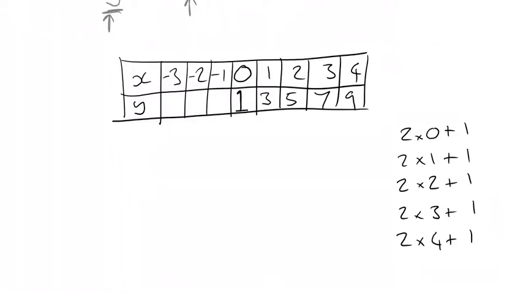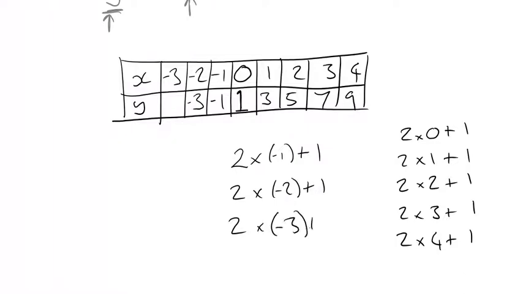Now you can, of course, follow the certain patterns you might see in the table, but let's do this the more difficult way by using the negative numbers. So to get what y is when x is minus 1, I'm going to do 2 times minus 1 plus 1. Well, 2 times minus 1 is minus 2, plus 1 is minus 1. 2 times minus 2 plus 1 in the same way is going to be minus 3. And 2 times minus 3 plus 1 is going to be minus 5.